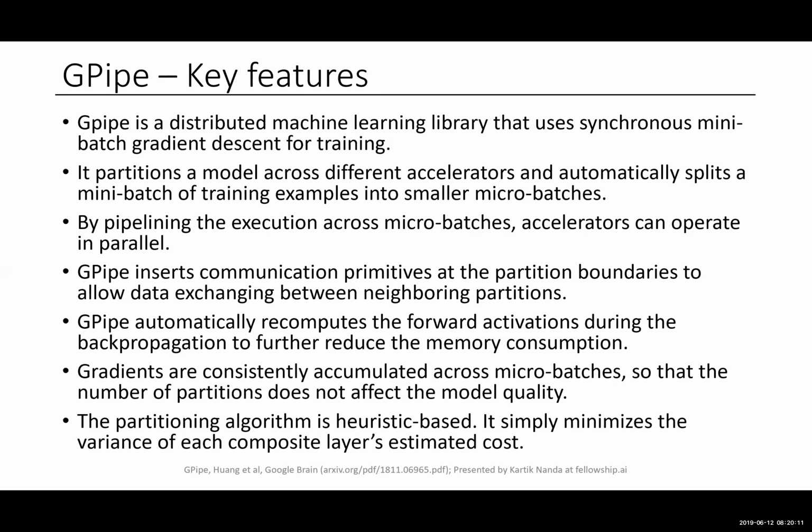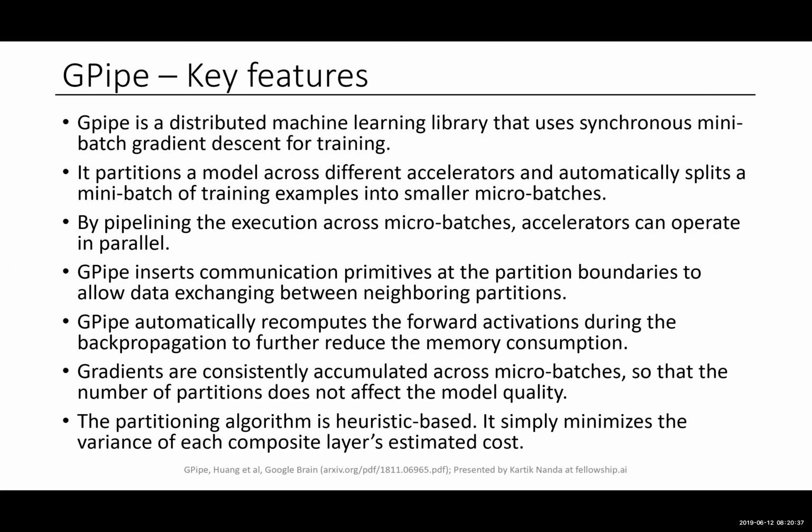So what the authors here are essentially saying is that the gradients are actually accumulated across and updated at the end of the micro batches, so that all of what GPipe is doing is actually transparent to the data scientist who's actually training a model.